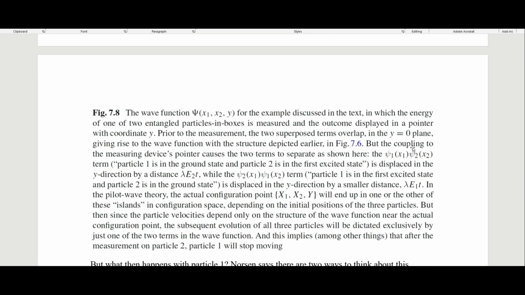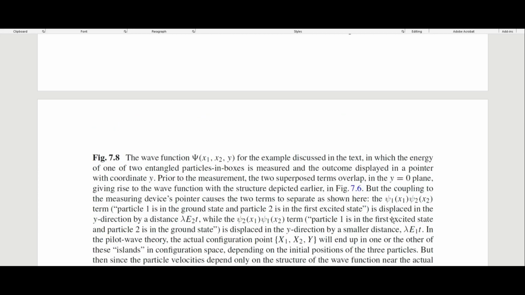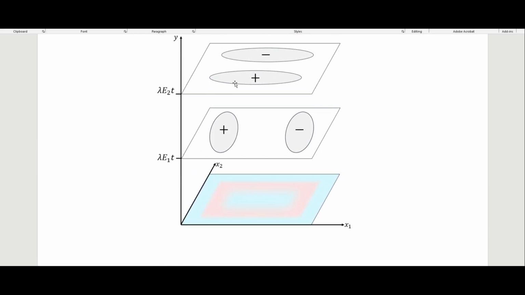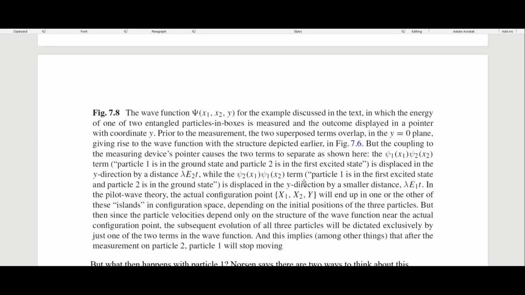But the coupling to the measuring device's pointer caused the two terms to separate as shown here. So the particle 1 in state 1, particle 2 in state 2 term, so particle 1 is in the ground state and particle 2 is in the first excited state, is displaced in the y direction at a distance to energy 2, while this term right here, so particle 1 is in the first excited state and particle 2 is in the ground state, is displaced in the y direction by a smaller distance. And that is these two positions right here in y.